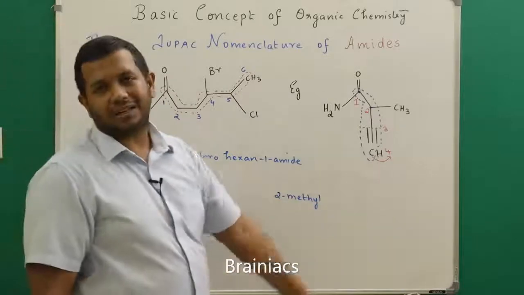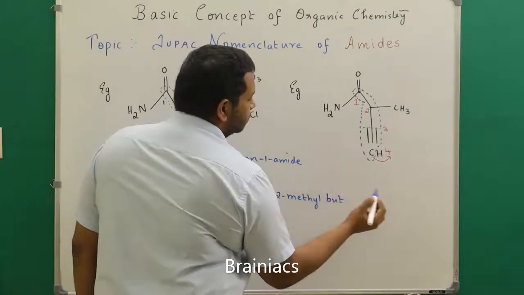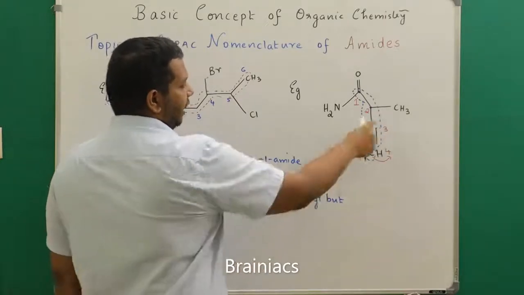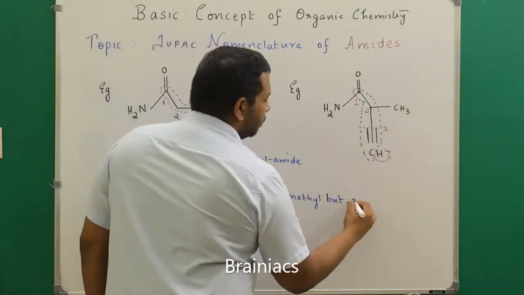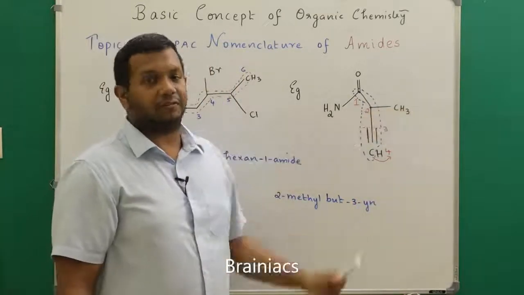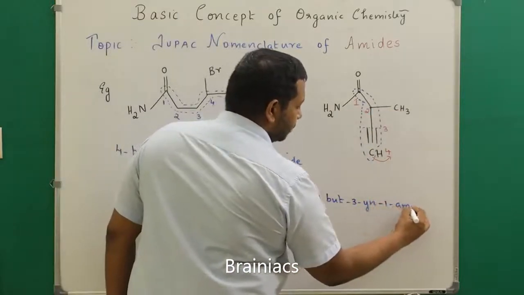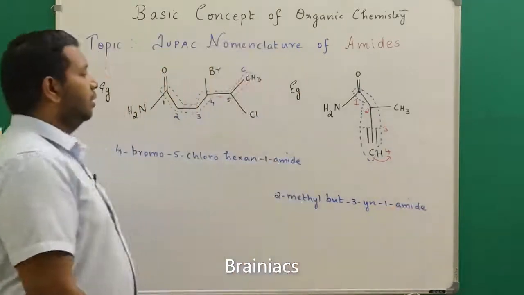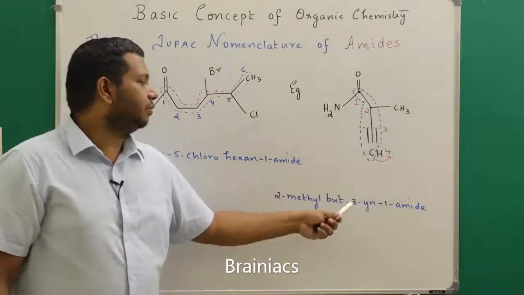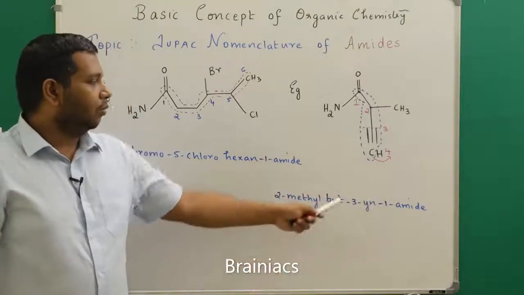Why? Because it is not a cyclic compound. And the word root, how many carbons are there? 4 carbon atoms, so I use the term but. Correct? And I know that it is linked by a triple bond at position number 3 and 4, so the minimum number is 3. So I will use but-3-yn. I cannot put e. Why? Because there is a 2 degree suffix, the functional group, there. So but-3-yn, and at first position 1, I can say amide. So this is the answer: 2-methyl but-3-yn 1 amide. If it is a double bond, we say but-3-en. If it is a triple bond, we use yn, 1 amide.